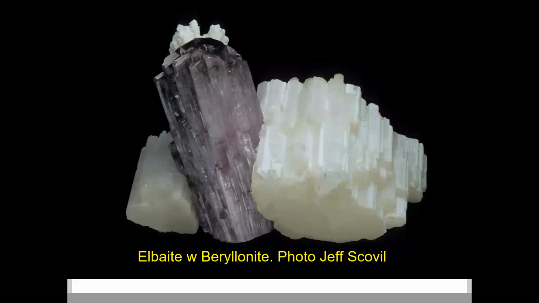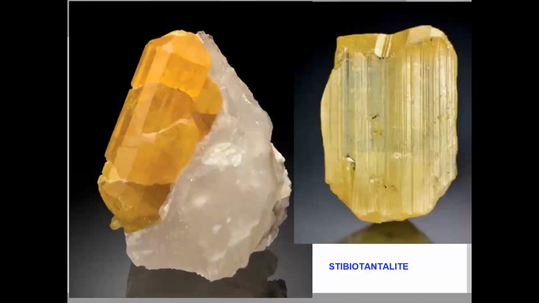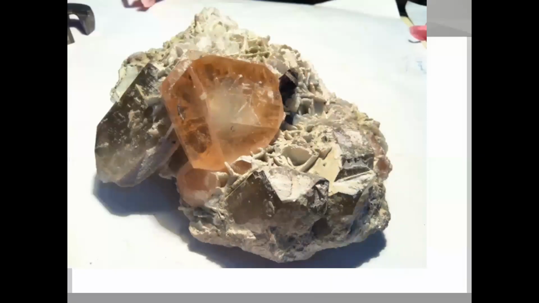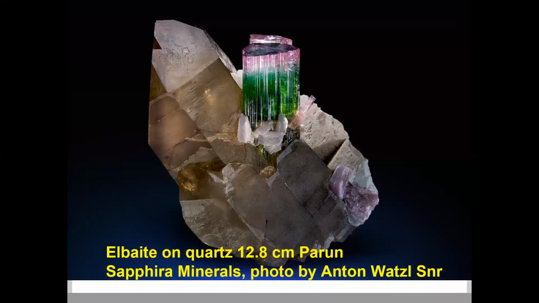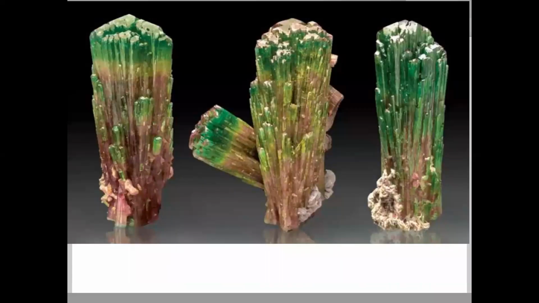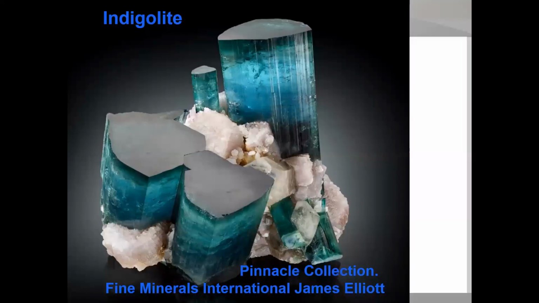Albite with beryllonite, like I showed you here, not as beautiful. Manganotantalite and tourmaline, stibiotantalites, we all like. Here is a beryl, morganite with manganotantalite. And this is beautiful from Peru, from Saphira Minerals, beautiful colors. Typical Paprock, lovely Paprock, big. This is about 30 centimeter, and so is this one, beautiful indigolite.